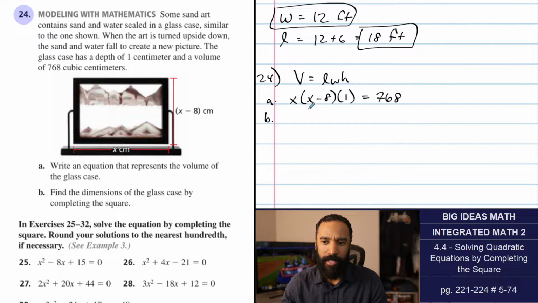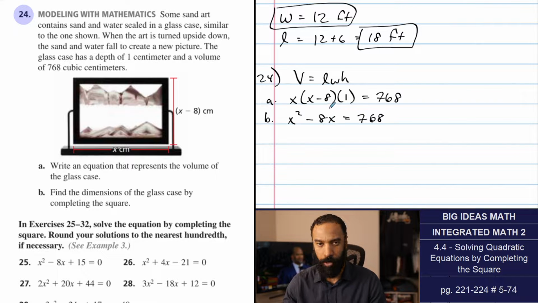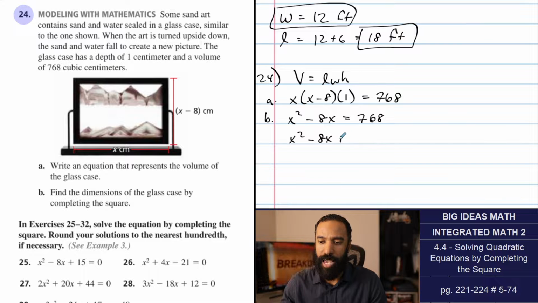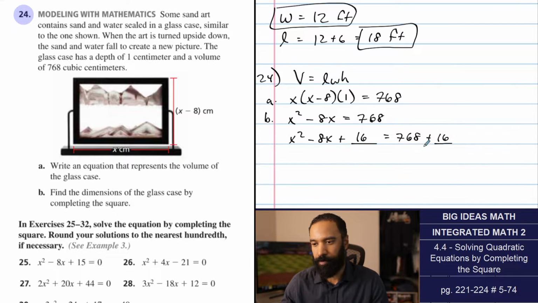So part B, find the thing. Distribute x. You get x squared minus 8x equals 768. Big number, but I'm sure by square rooting some stuff, we're going to deal with it just fine. Let's complete the square. X squared minus 8x plus blank. Half of negative 8 is negative 4, squared is 16. So we're going to add 16 to both sides. I don't know what 784 squared is, so it's x minus 4 quantity squared equals 784.